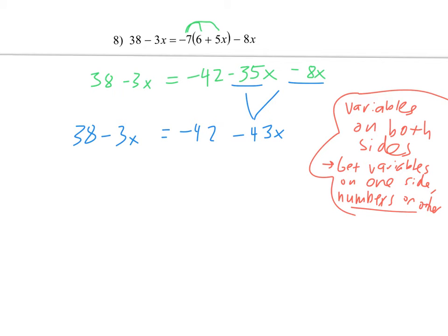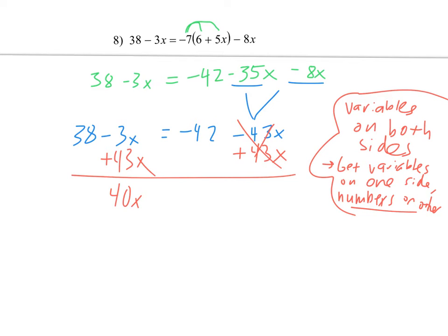So I'll move all my variables to the left, and so I'm going to add this 43x to the other side, so that'll make it go away. And so now I got my variables on the left-hand side. So I'm going to add these together, negative 3x plus 43x. So that's going to be a positive 40x. Since we have a positive and a negative there, they actually subtract. And so there you go.